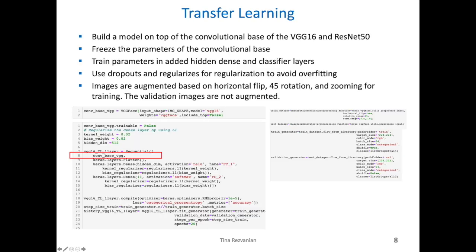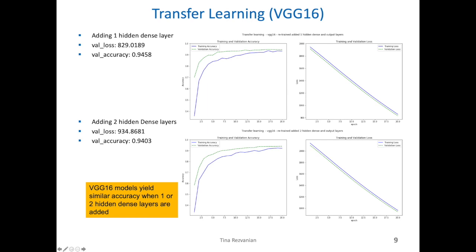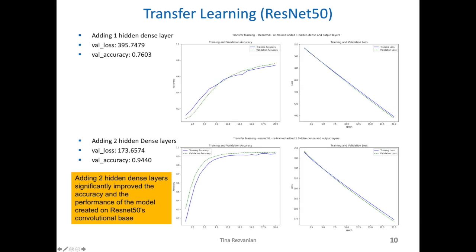In transfer learning, I'm using the convolutional base of each model to create a model on top of that and freeze the parameters of the convolution and train the parameters of the newly added layers. The results show that VGG16 adding 1 layer or 2 layers, validation accuracy is 94%, whereas ResNet50's accuracy improves significantly when 2 layers are added, from 76% to 94%.